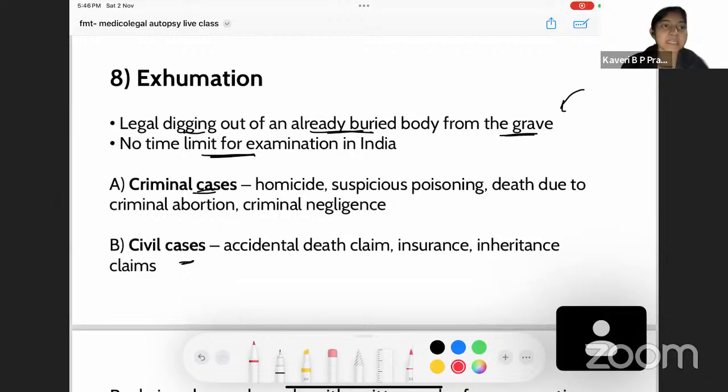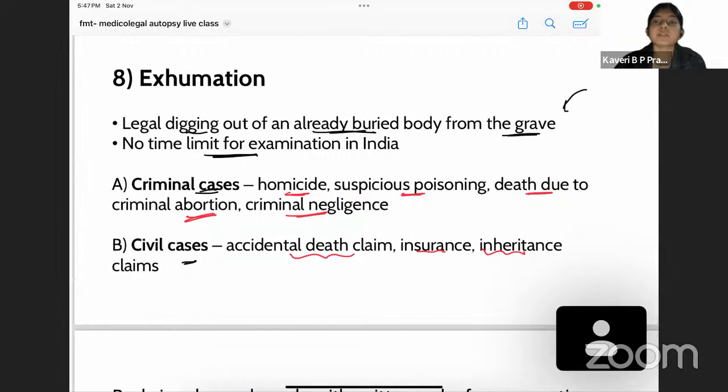Okay. Now, in criminal cases, for example, if it is a homicidal case, a case of suspicious poisoning, death due to criminal abortion, or criminal negligence. So these are the cases where you could do an exhumation under criminal cases. Coming to civil cases, that is accidental death claim, insurance, and inheritance claim. Whenever you have to claim for one of these things, all these come under the civil cases where you undertake exhumation. Now, coming to how you do it.